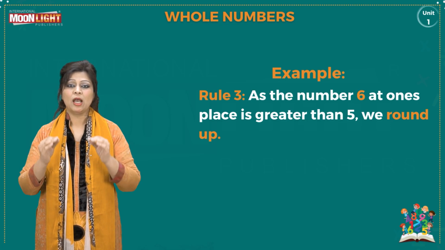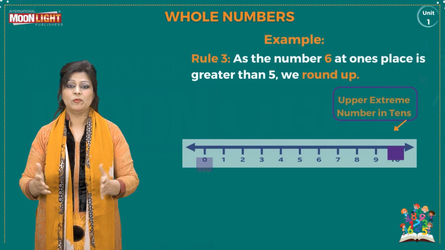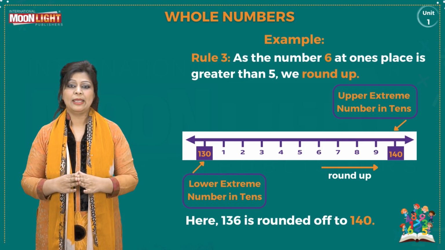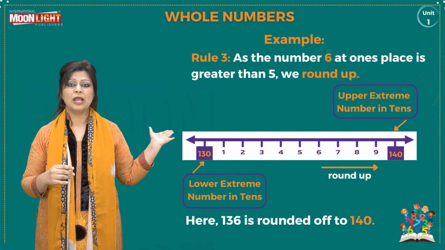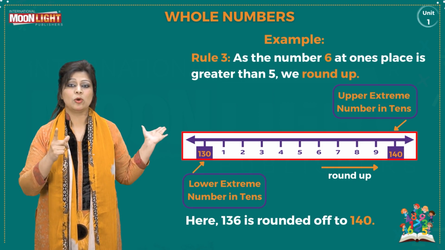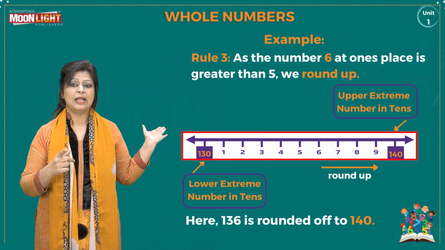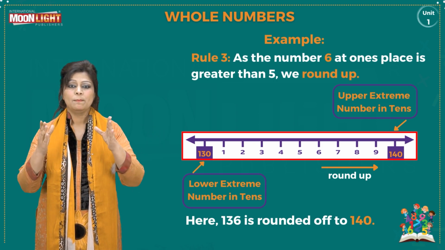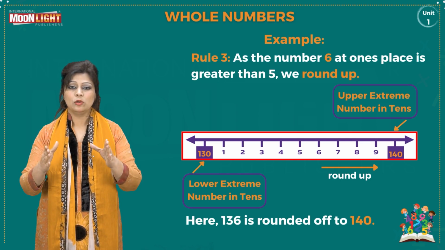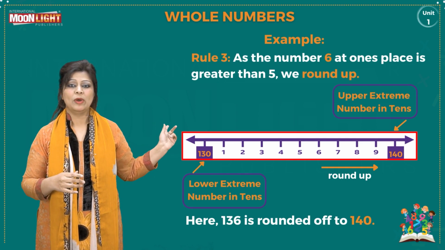Now rounding up means which limit will come. So we need to write it down on the number line like this. We are going to start the number in tens, meaning there must be a 0 at the end of the 3-digit number. That is, 130 is the starting or lower extreme of the number.